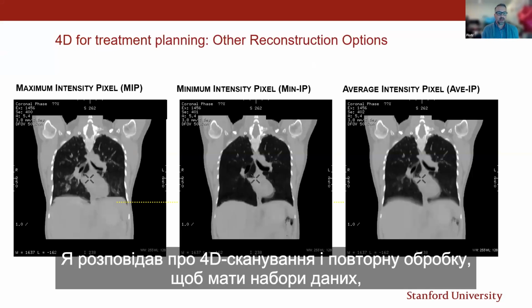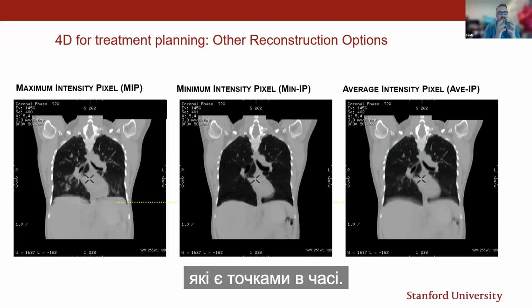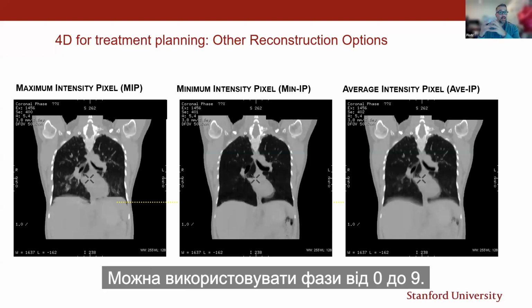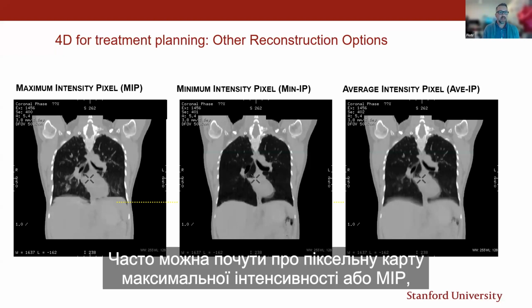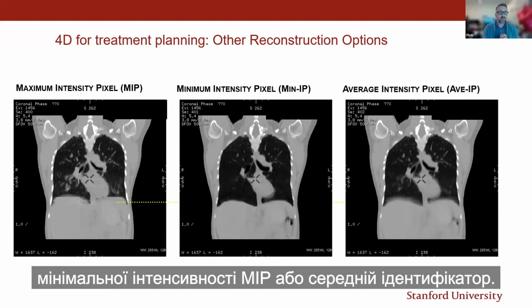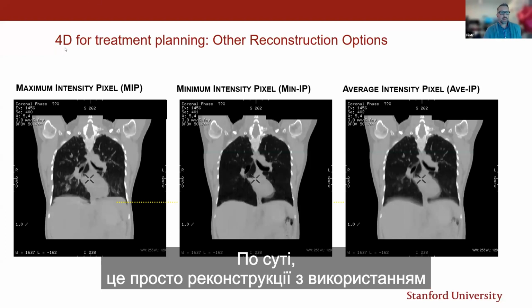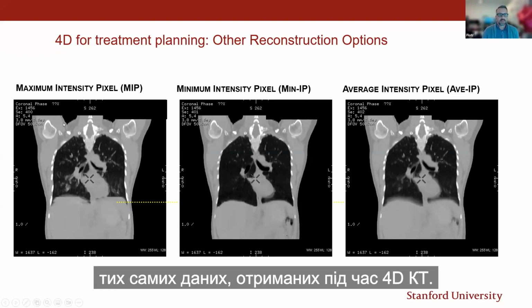So I talked about how we can capture a 4D scan and rebin it to have data sets that are spots in time, and we can use these phases from 0 to 90. But we could actually take that same data and recombine it in a different way. Often you'll hear something called a maximum intensity pixel map, or MIP, a minimum intensity pixel map, or an average IP. Essentially, these are just reconstructions using all that same data captured throughout the 4D CT.